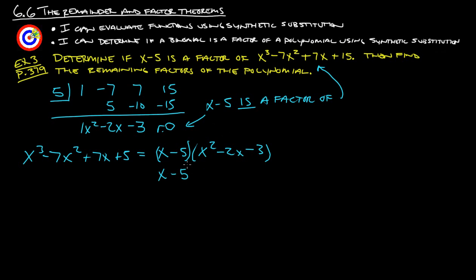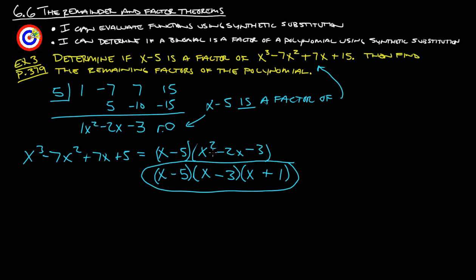Oops, that looks like 3, but it's 5. So this here should end up factoring out even farther, right? So x times x gives us our x squared, factors of 3, but have a difference of 2. Well, there's only one set of factors of 3, and that's 3 and 1. The sign here goes with the bigger of the two factors, and then this sign tells us that our factors are opposite signs. So this is the factored version of x cubed minus 7x squared plus 7x plus 15.